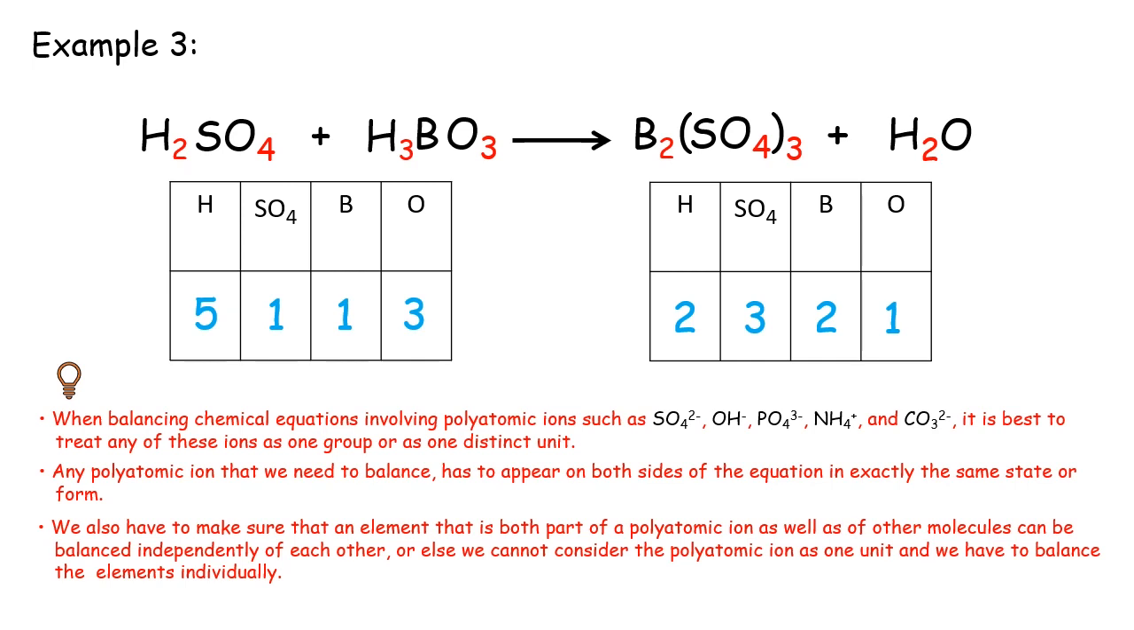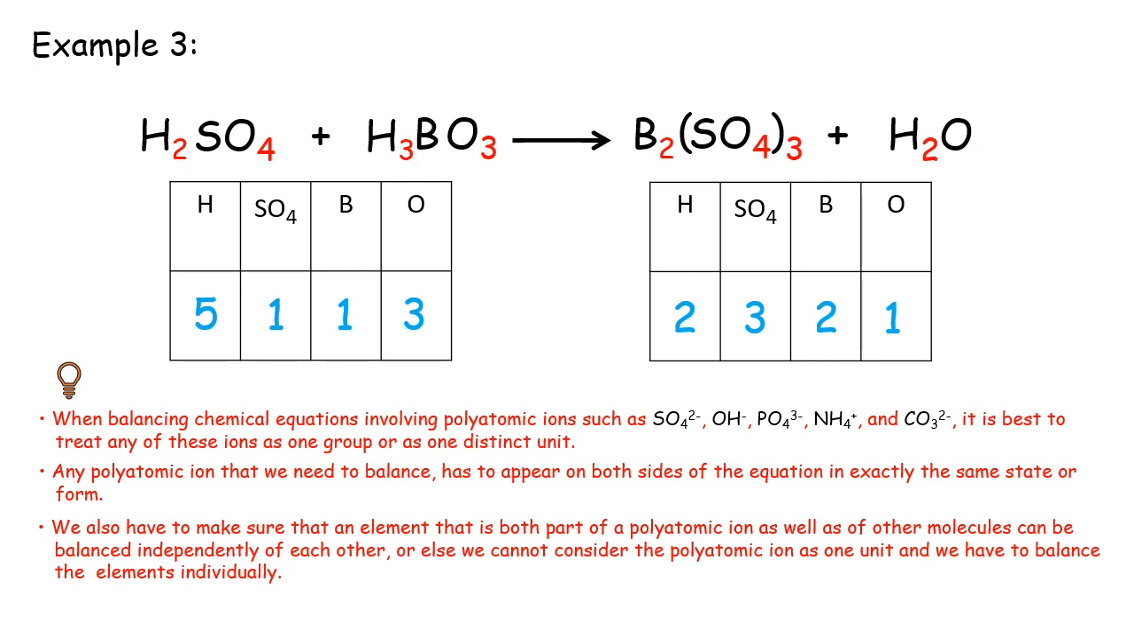Going back to our third example, on the reactant side, we have 2 hydrogen atoms from sulfuric acid and 3 from boric acid, for a total of 5 hydrogen atoms. There is also 1 sulfate ion, 1 boron, and 3 oxygen atoms. Notice that I did not include the oxygen found in sulfate in the total count for oxygen atoms. As we have discussed earlier, we will treat the sulfate ion in this example as one unit, distinct from other oxygen-containing compounds in the chemical equation. On the product side, we have 2 boron atoms, 3 sulfate ions, 2 hydrogen atoms and 1 oxygen atom.